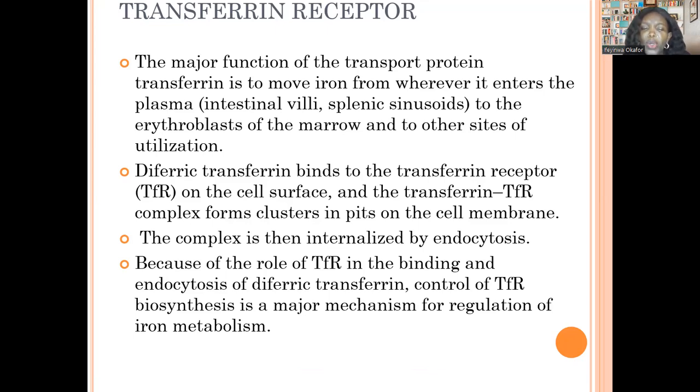Therefore, because of the role of transferrin receptor in the binding and endocytosis of diferric transferrin, control of transferrin receptor biosynthesis is also a major mechanism for regulation of iron metabolism.